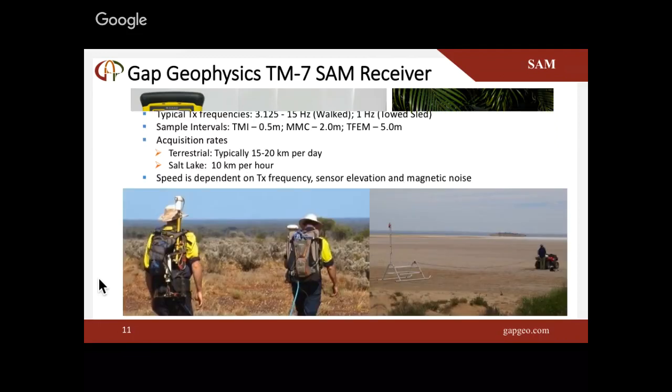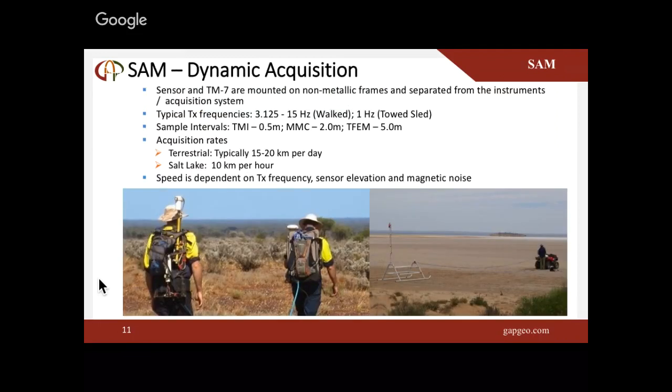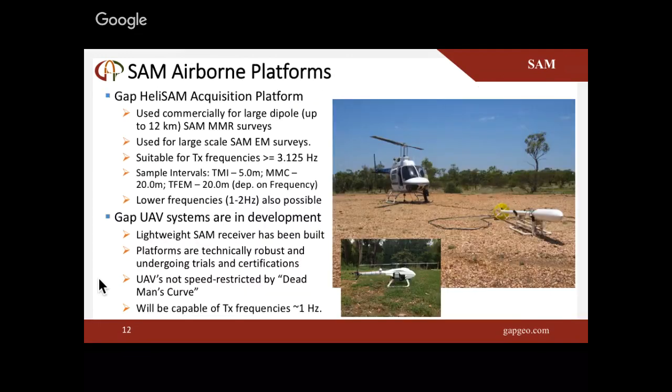We can use it in walking mode like these guys here. We can tow it when we're doing salt lake work, like Chris mentioned earlier. We tow it on a sled, so we can do 10 kilometres per hour on a salt lake, for example. We also use a helicopter-borne system, as we did at Lo. We have developed a UAV system, as you can see in that photo there. It works fine. We're still having logistical issues with it, with navigation software mainly, so there are a few things to sort out before it becomes commercialised.